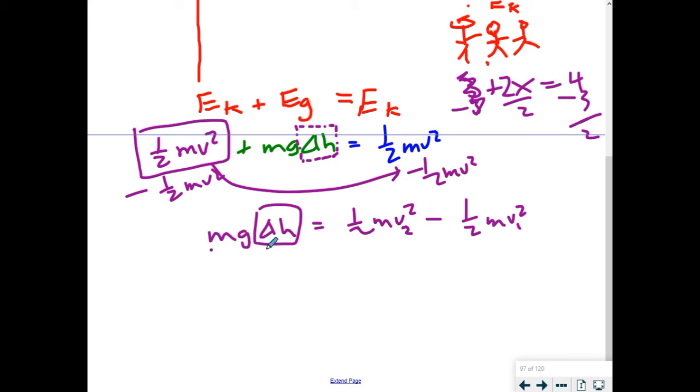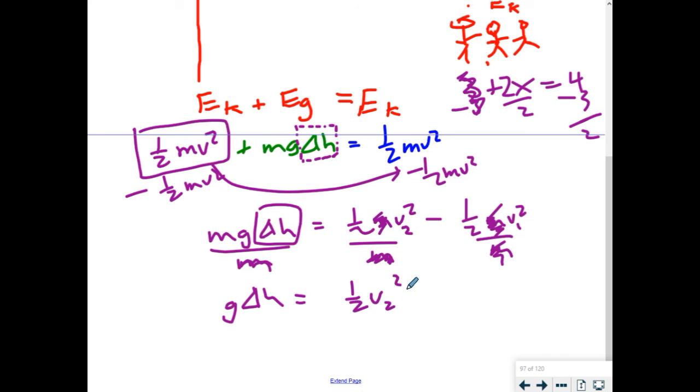Now, if you want to divide both sides by mass, that'll work. So divide this side by mass. If you divide each of these terms here by mass, you can actually cancel mass out entirely. And so it'll leave you with this: gravity times a change in height equals 1/2 of v2 squared minus 1/2 of v1 squared. And then our last step is we need to divide both of these things by gravity. And if we divide all of these by gravity, we'll finally have built ourselves a formula for height.